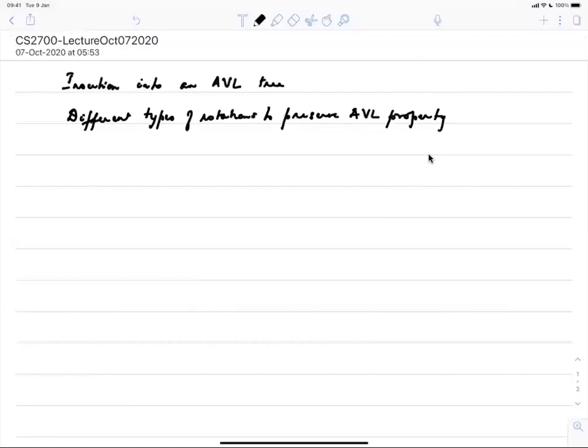Today I'm going to talk about deletion, and deletion is more complicated than insertion. And let's see how we'll do this.